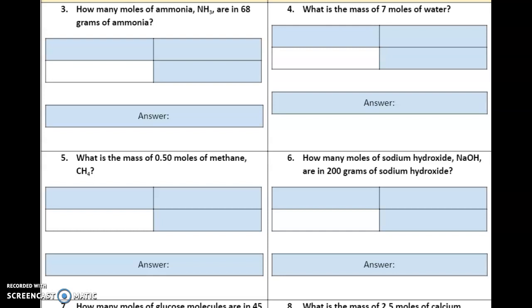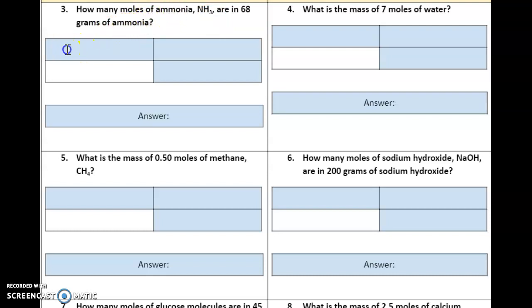All right, today we're going to be doing some gram-mole and mole-gram conversions. This is the mole conversion practice set. So for number 3, how many moles of ammonia, NH3, are in 68 grams of ammonia?